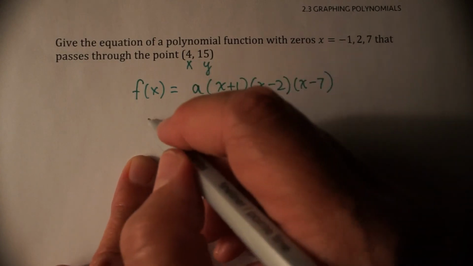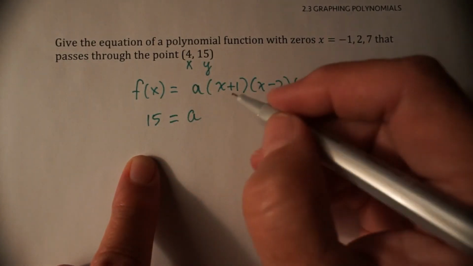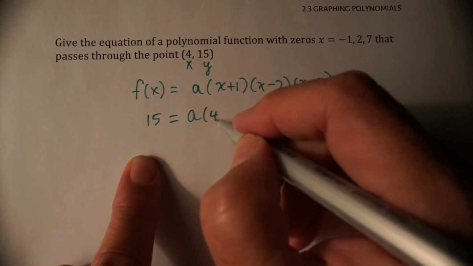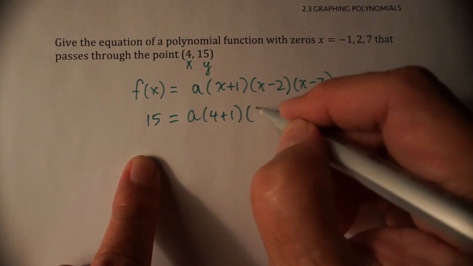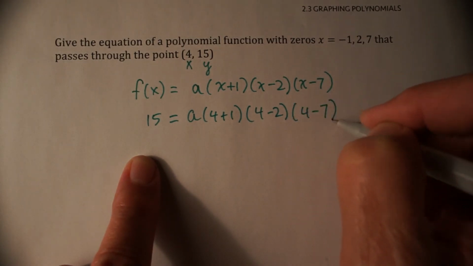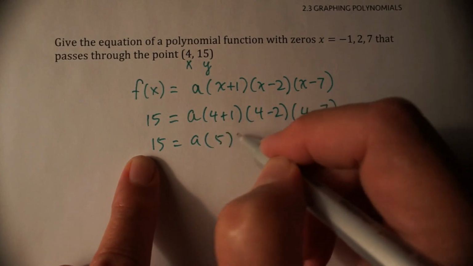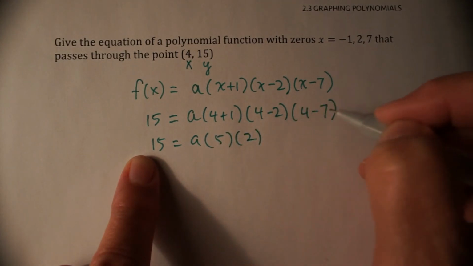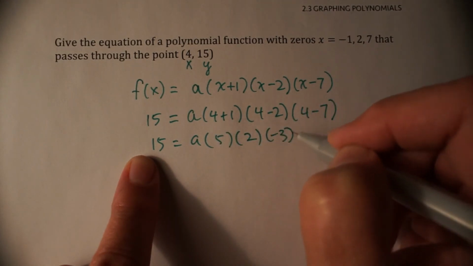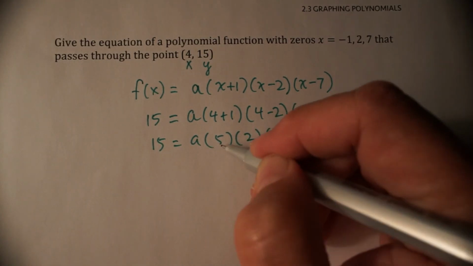So I'm going to put 15 in for my f of x. a is going to be the one I'm going to solve for, and x has got to be 4. So 4 plus 1, 4 minus 2, 4 minus 7. Okay, I'm going to do what's in the brackets here. We're going to have a times 5, 2, and -3. I'm going to multiply all those together. That gives me -6 times 5 is -30.